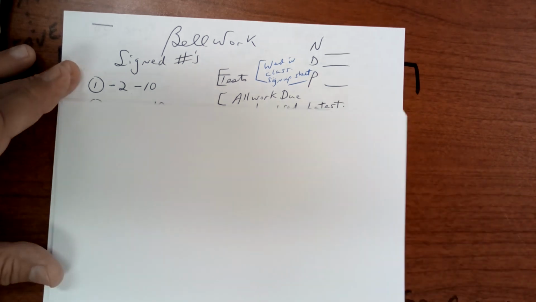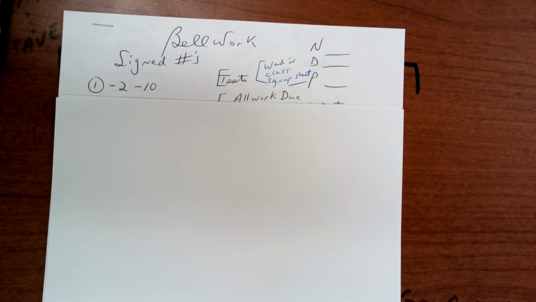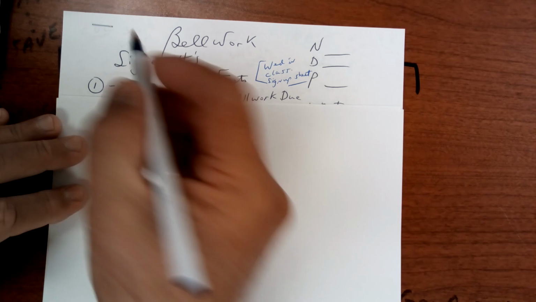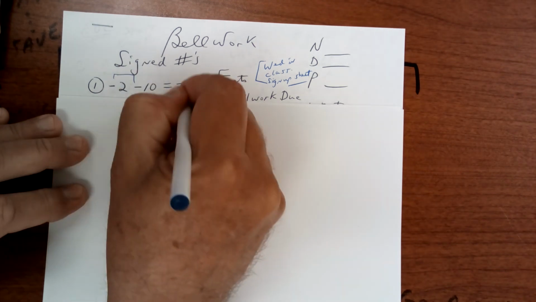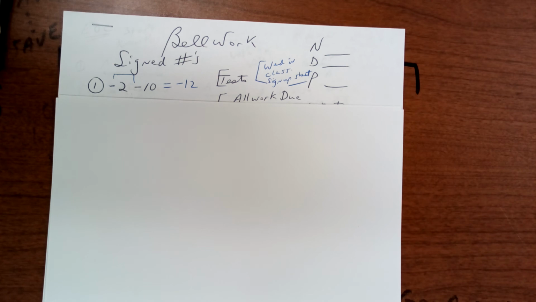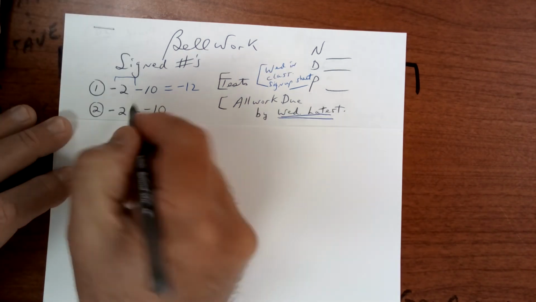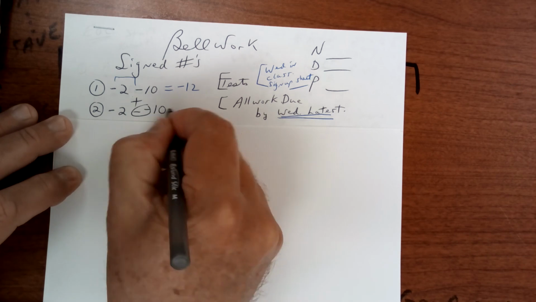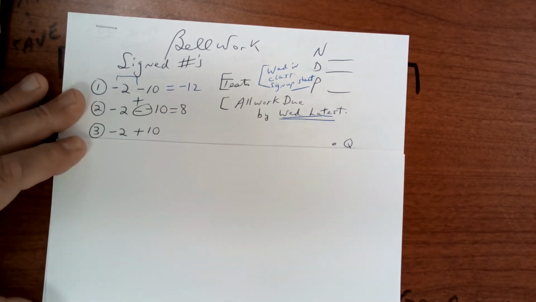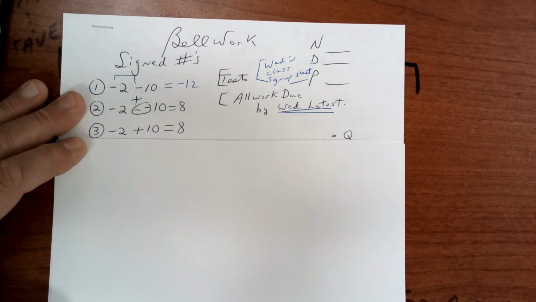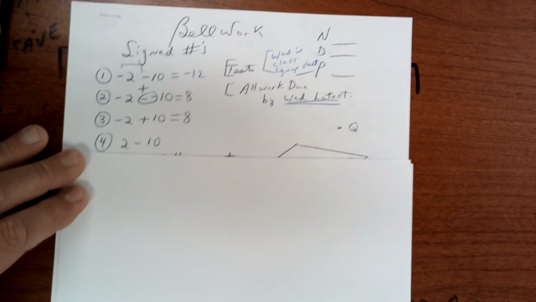Let's take a look here. Here the signs are the same, so you're going to go ahead and add these. On this next one right here, you have a double negative, so that's a plus. Down here you have a positive 8, more positives. Here you have more negatives.